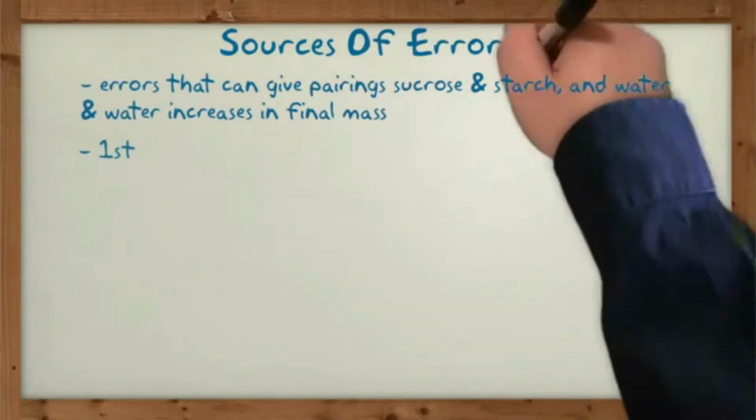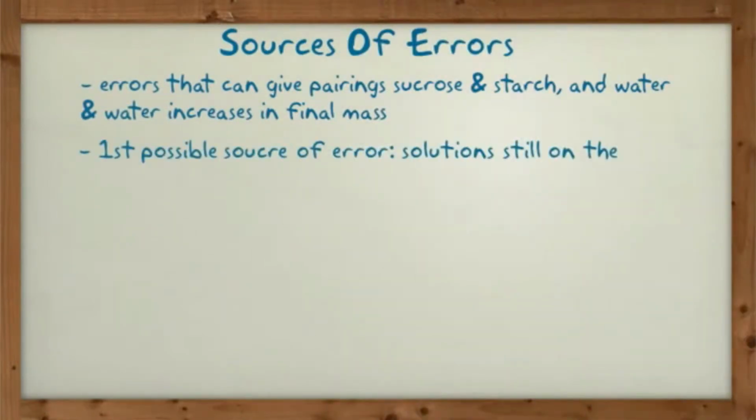Sources of error. One possible source of error is when measuring and recording the mass of the dialysis bag. In the observation, the solutions were still on the bag. This contributes to the increase in the final mass.